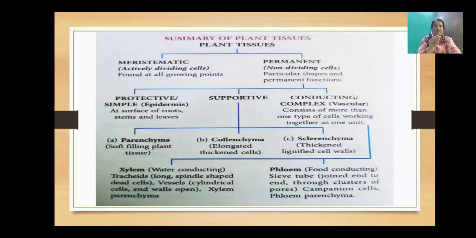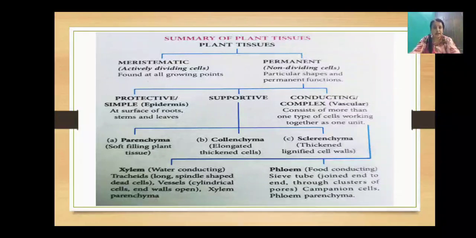Supportive tissue is further classified into three categories: one, the parenchyma, second, the collenchyma, and third, the sclerenchyma. The features are also given in brief side by side. Next, the conducting tissue, which we just discussed, is further classified into two categories. These are xylem, which is the water conducting tissue, and the phloem, which is the food conducting tissue.